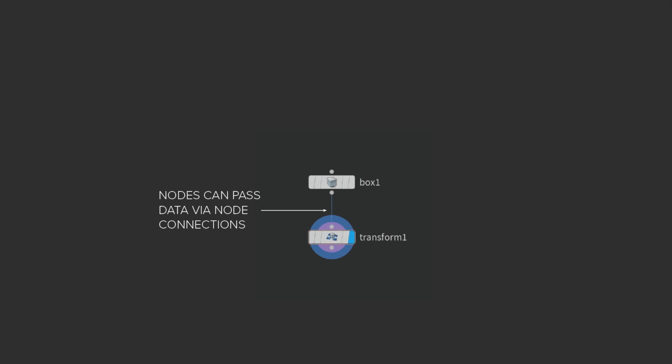So here we're taking the box node and we're feeding it into a transform node where we're actually going to move and manipulate that box. And you can also see that we've got our visibility flag turned on the transform node so we can actually see what it is that we're transforming.